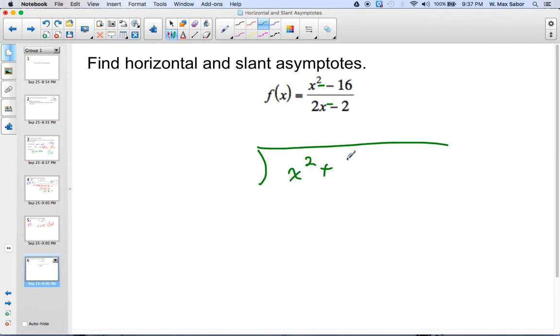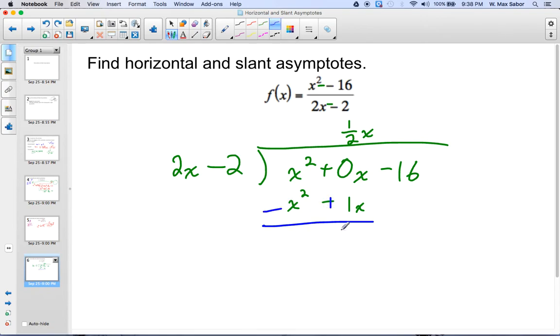So x squared plus 0x, people forget that, minus 16. And then we have 2x minus 2. If we divide this in, this goes in 1/2 x times, which will give us x squared minus 1x. And then we want to subtract that. So we get 1x minus 16.